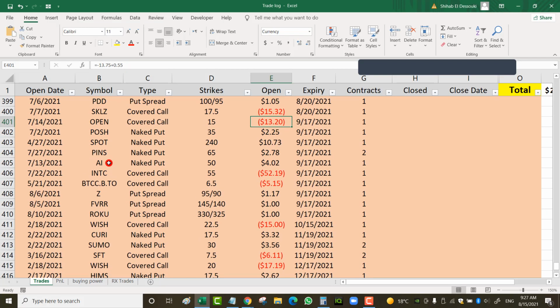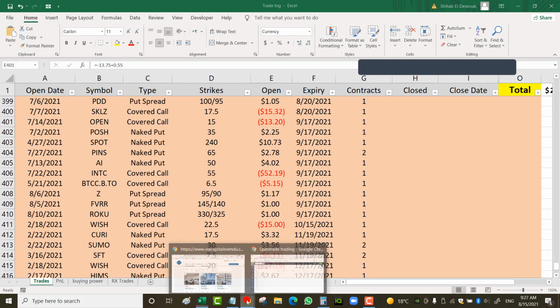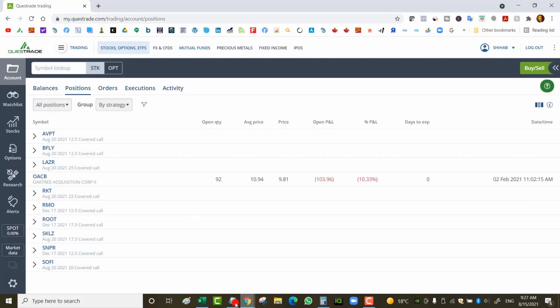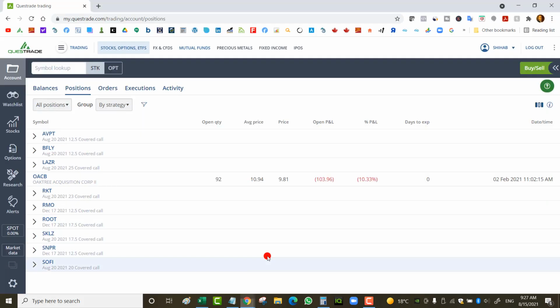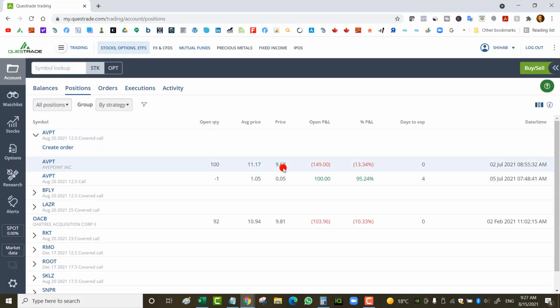AVPT, I can't see it. What's my expiry? My expiry is August 20th. Okay, so it should be up there. So my net debit is $10.90. The stock is trading at 968. So it's not that far off.